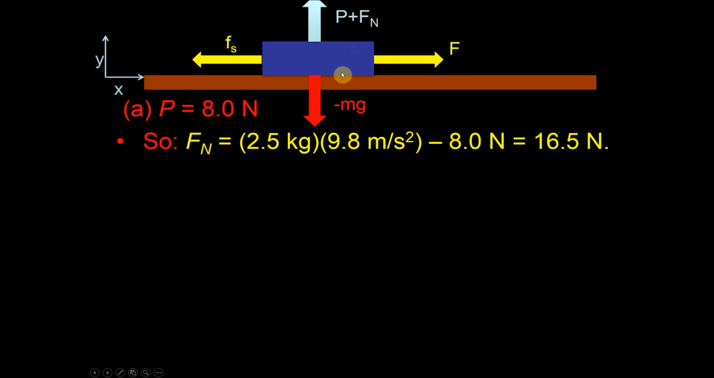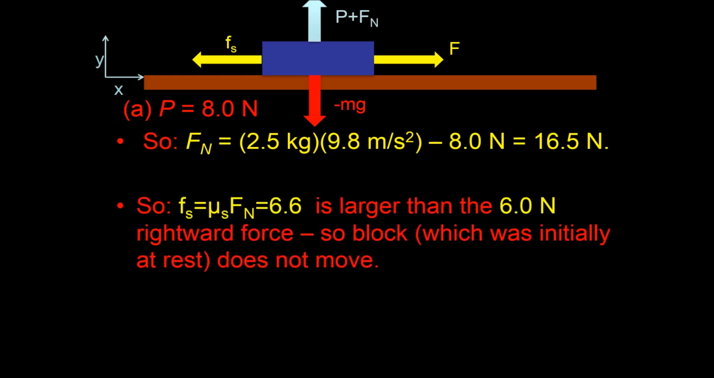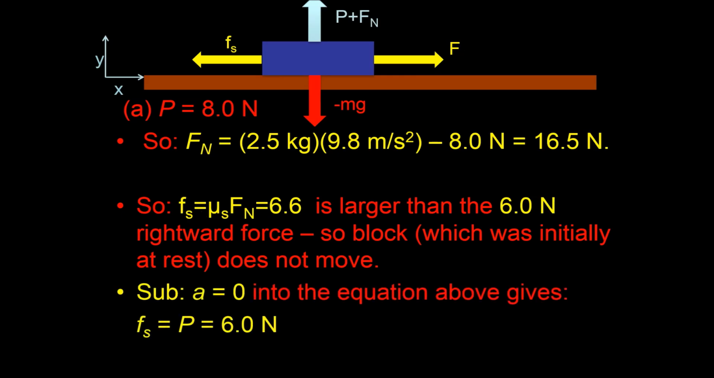So effectively what we're doing is lightening this thing. We're pulling up on this and we're reducing the normal force, which of course affects our force of friction. That means if we calculate our friction, Fs will be equal to mu times N, which will equal mu s times 16.5 and give us 6.6. This is larger than the 6 newton rightward force. So our applied force here was 6 newtons. We're getting back a frictional force of 6.6. So the block is not moving. If we substitute A into our above equation, then Fs is equal to P, which is equal to 6 newtons.